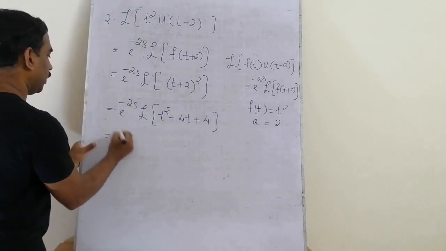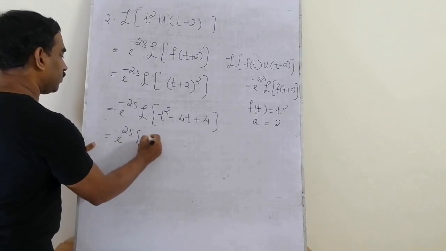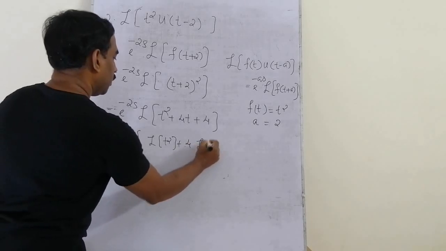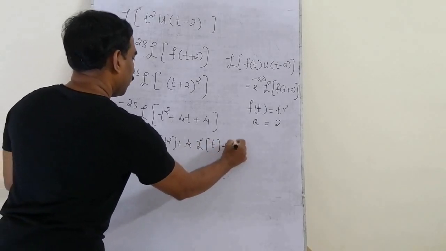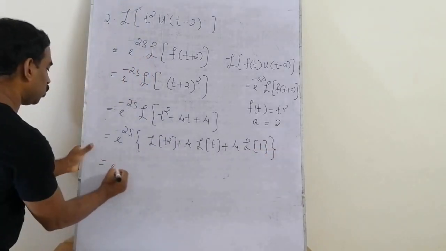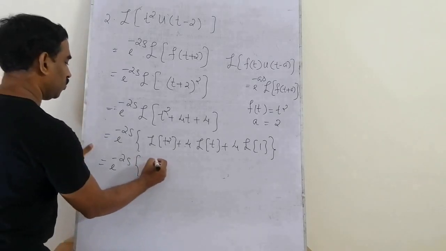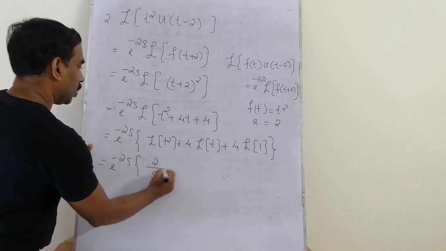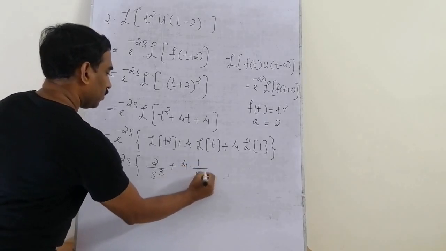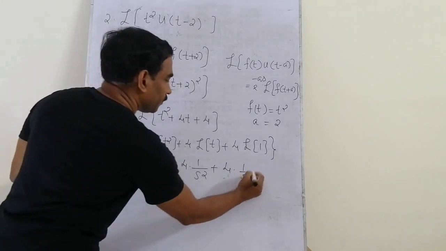This is equal to e raised to minus 2s into, applying linearity, Laplace transform of t square plus 4 into Laplace transform of t plus 4 into Laplace transform of 1, equal to e raised to minus 2s into... And what is L of t square? L of t square is equal to 2 factorial divided by s cube, plus 4 into L of t, which is equal to 1 by s square, plus 4 into L of 1, which is 1 by s.